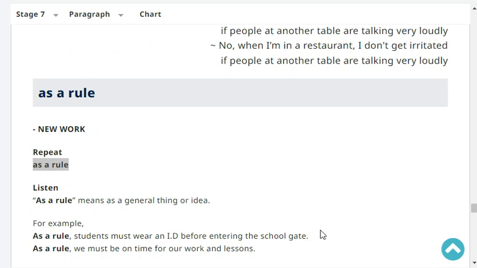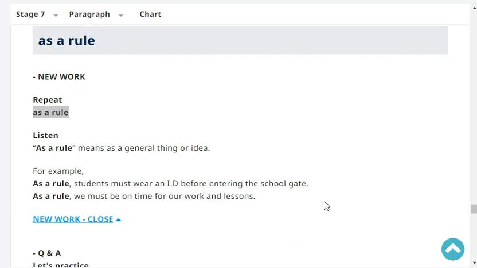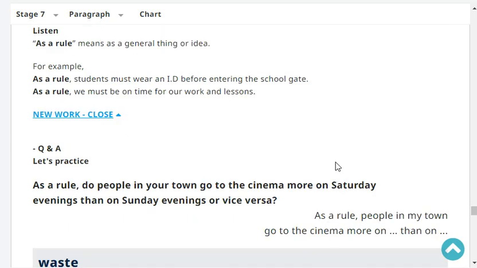As a rule. Very good. As a rule means as a general thing or idea. For example, as a rule, students must wear an ID before entering the school. As a rule, we must be on time for our work and lessons.